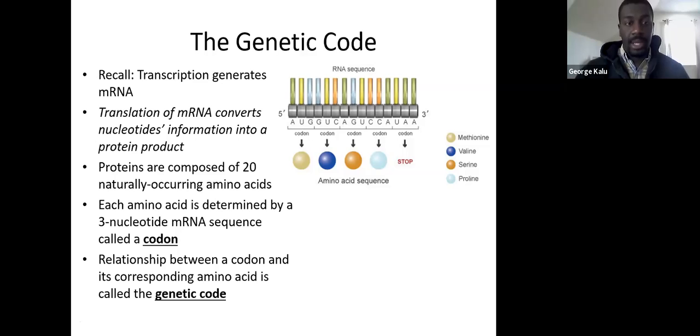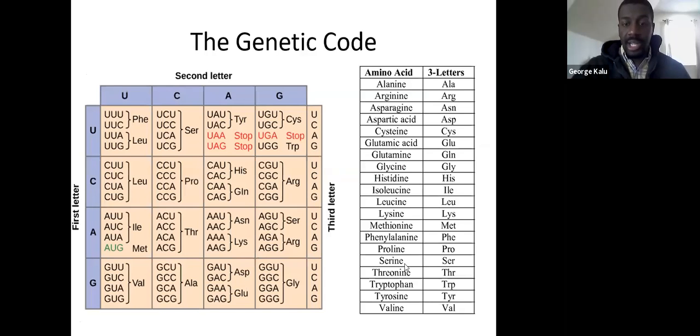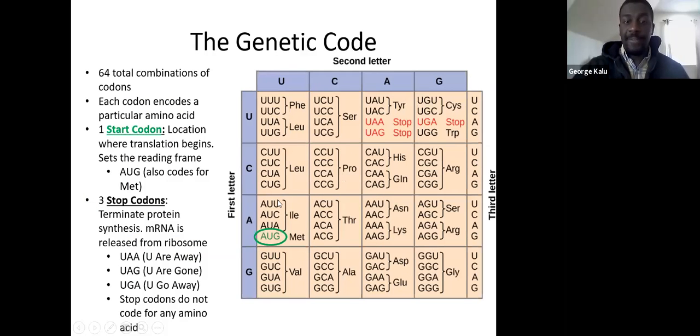So this is the genetic code here. We have a total of 64 combinations of codons that we're going to be seeing. Each of these codons, or I guess 61 out of the 64 codons, is going to code for a specific amino acid. Like we said before, we have 20 naturally occurring amino acids, but we have 64 total combinations of codons. So we're going to see some repeats here.